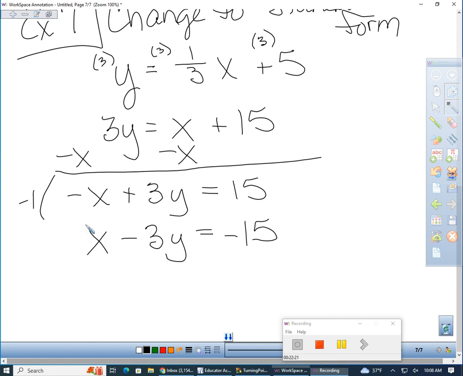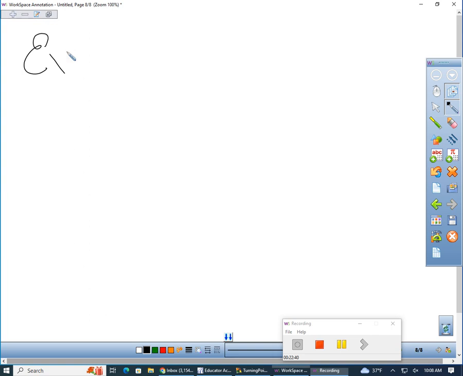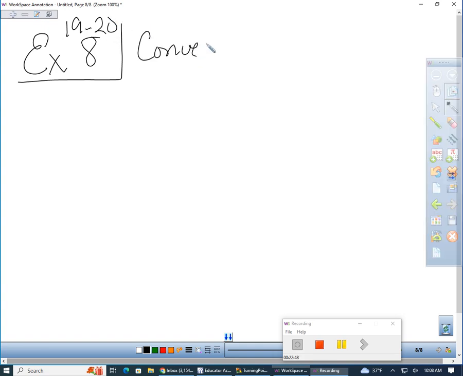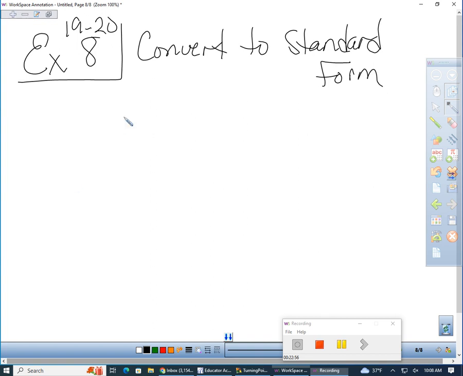All right? Let's try. It's not that hard. I agree. Let's try another one. Example number 8. This will be our last one, and we'll get the worksheet out to you. Example number 8. So this is going to cover 19 and 20. Convert to standard form. And let's say I have y minus 3 equals negative 2 times x plus 1.